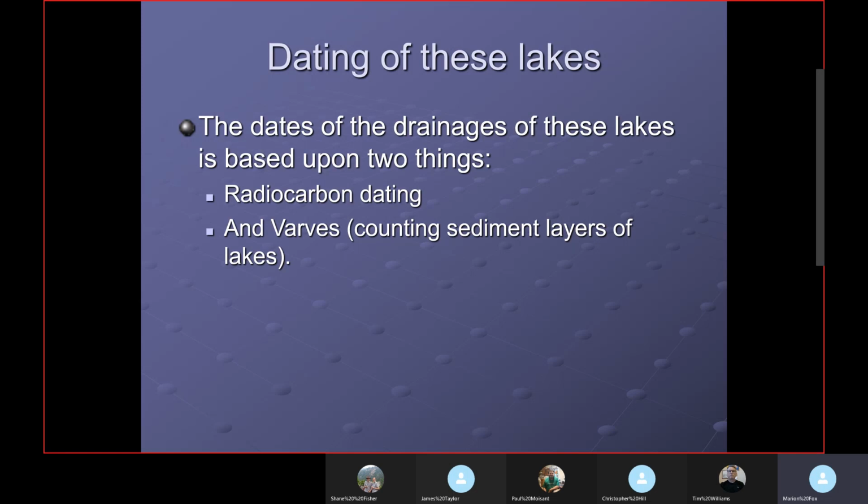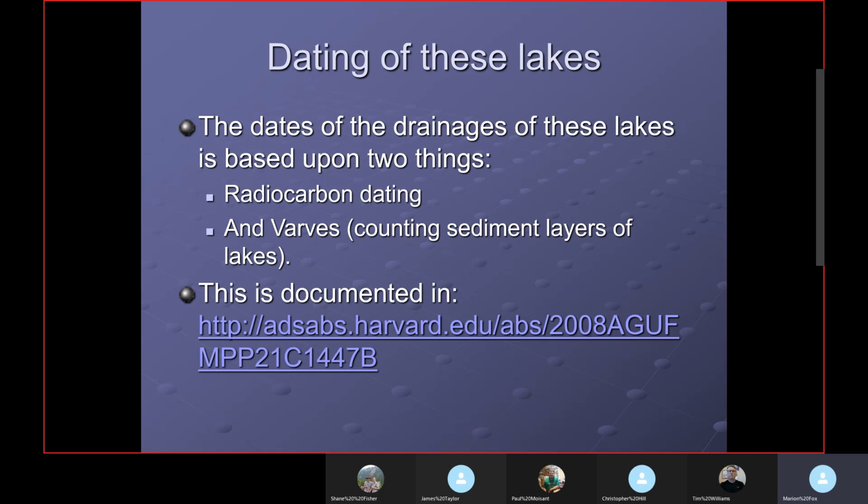The dates of the drainage of these lakes are based on two things: radiocarbon dating, which we'll get into later, and varves, which we'll talk about later. This is counting sediment layers of lakes, making assumptions about those sediment layers being deposited one layer per year. This is documented at this website here. You can get more information about it. Again, they've made some assumptions that cannot be proven.